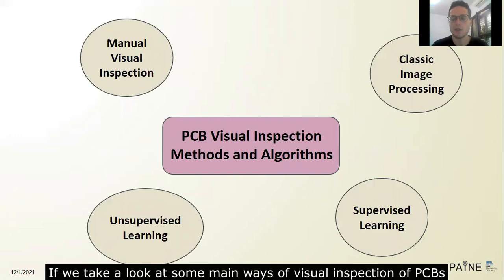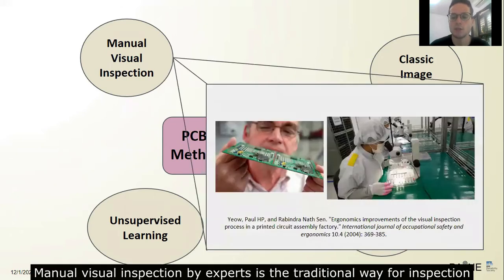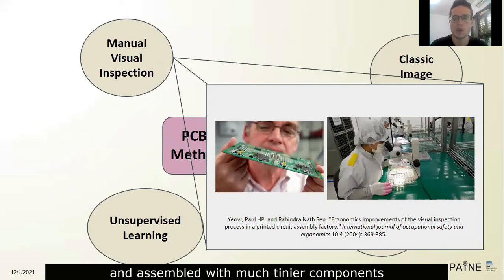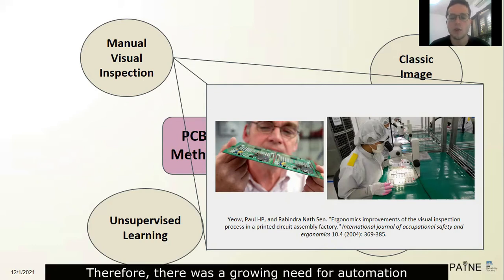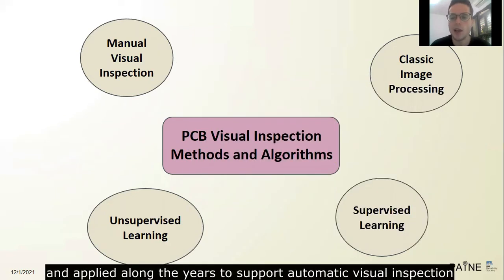If we take a look at some main ways of visual inspection of PCBs, we first note manual visual inspection. Manual visual inspection by experts is the traditional way of inspection. As PCBs have evolved to become more complicated, multi-layered, and assembled with much tinier components, manual visual inspection has become a very tiring, costly, and subjective task. Therefore, there was a growing need for automation in the PCB inspection field. Other computer algorithms and techniques were developed and applied over the years to support automatic visual inspection.